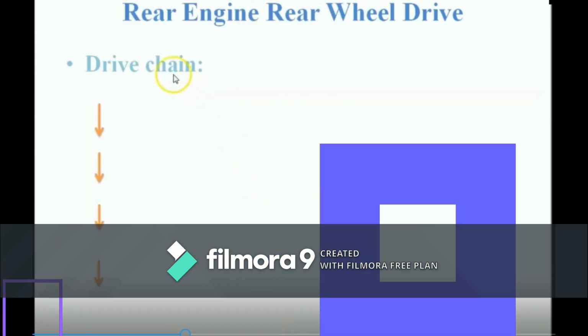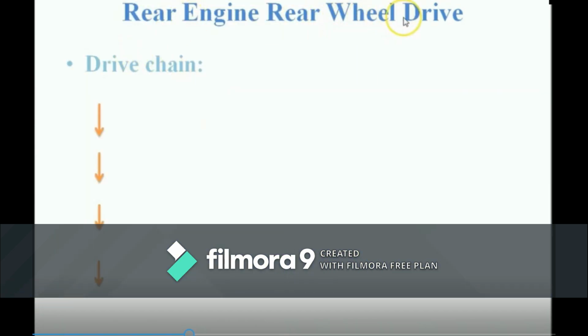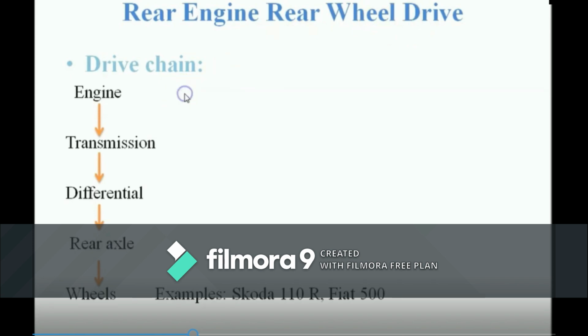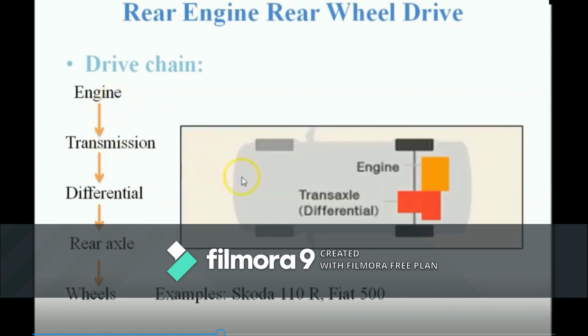The next type of layout is the rear engine rear wheel drive. In this case, the engine is mounted at the rear and power is transmitted to the rear wheels only. So this is the drive chain for the rear engine rear wheel drive. The power is transmitted from the engine to the transmission, then to the differential, and from the differential to the rear axle, and then to the rear wheels.